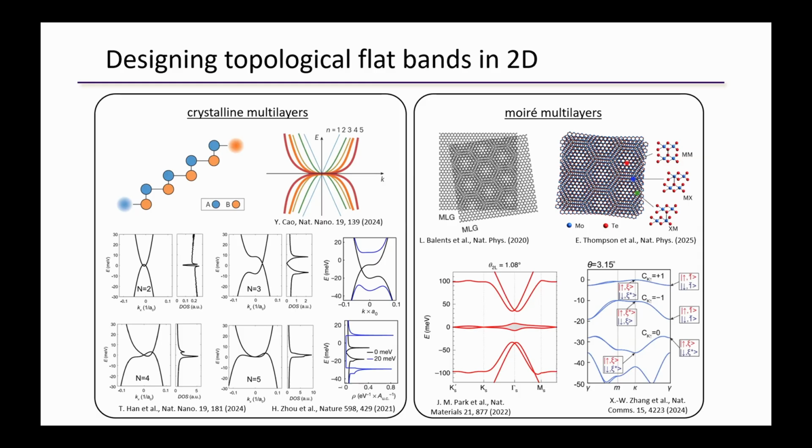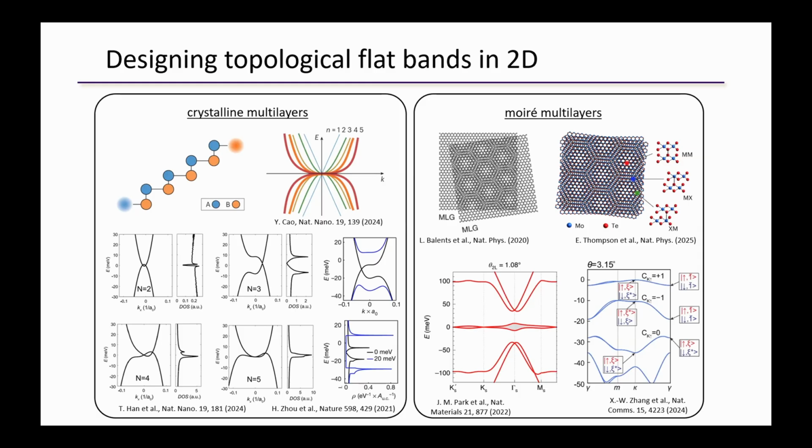Because these low energy states are coming from the K and K prime corners of the Brillouin zone, they also carry a large Berry curvature. So the combination of the band flatness and the large Berry curvature allows you to have an interplay of strong correlations and non-trivial topology.